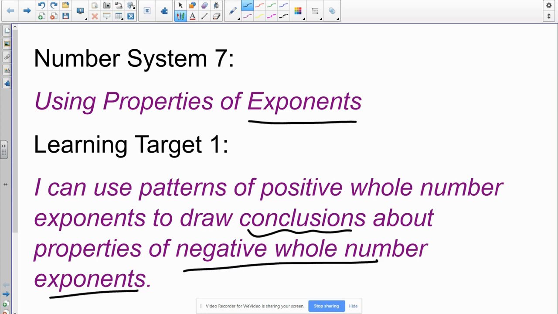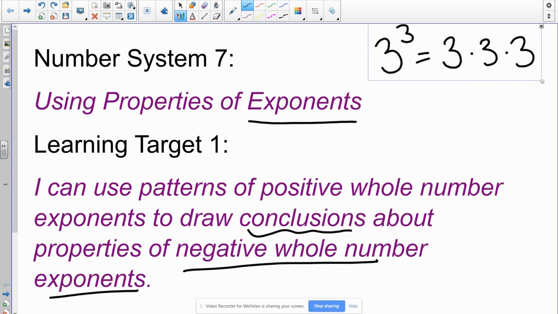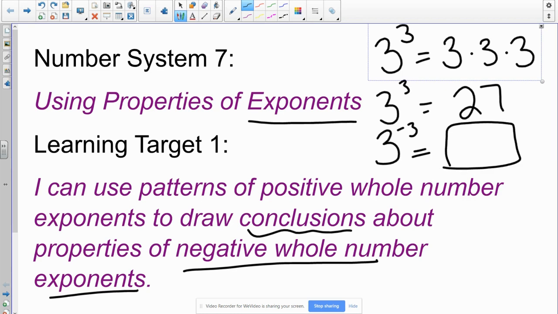So here's the example. 3 to the third power, which we know is 3 times 3 times 3. If we multiply that, 3 times 3 is 9, times 3 is 27. So 3 to the third power is equivalent to 27. Our goal is to look at patterns and tables, and as we look at 3 to the third power, to determine what 3 to the negative third power is. By the end of this lesson, you should be able to come up with that value.